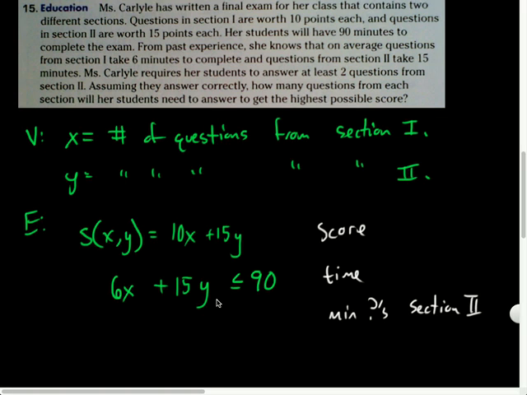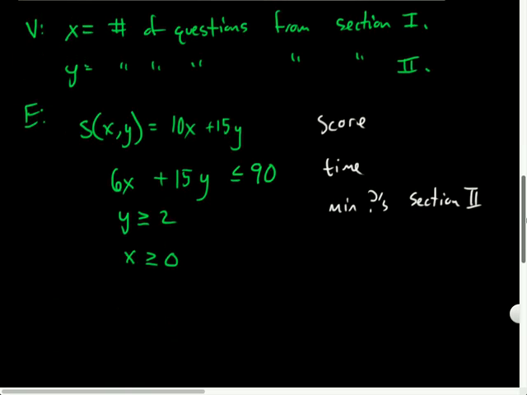Okay? And then she requires her students to answer at least 2 questions from section 2. So section 2 has to be at least what? 2. Greater than or equal to 2. And then I have probably one other constraint, which is that they can't answer a negative amount of questions from section 1. Right? And I think I've covered everything from this. And then you would solve this, maximize the score, and apparently the answer was they should answer 10 section 1 questions and 2 section 2 questions after it's all said and done. So good stuff.